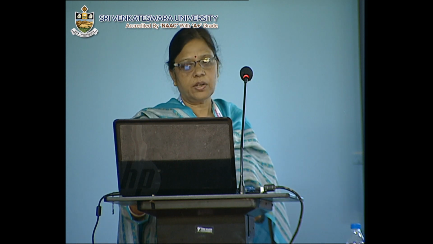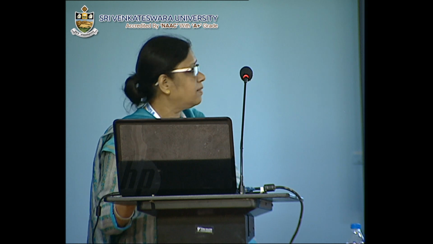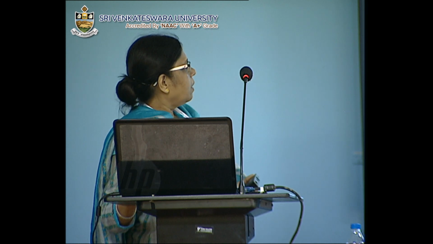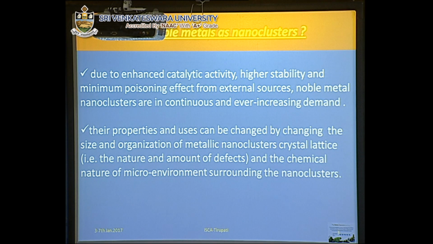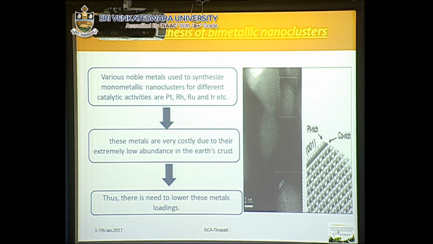The other reason for their use is that their properties and uses can be changed by changing the size and organization of the metallic nanoclusters in the crystal lattice and the chemical nature of the microenvironment surrounding the nanocluster. Thus, why have we synthesized these bimetallic nanoclusters, or what is the need of synthesizing bimetallic nanoclusters?